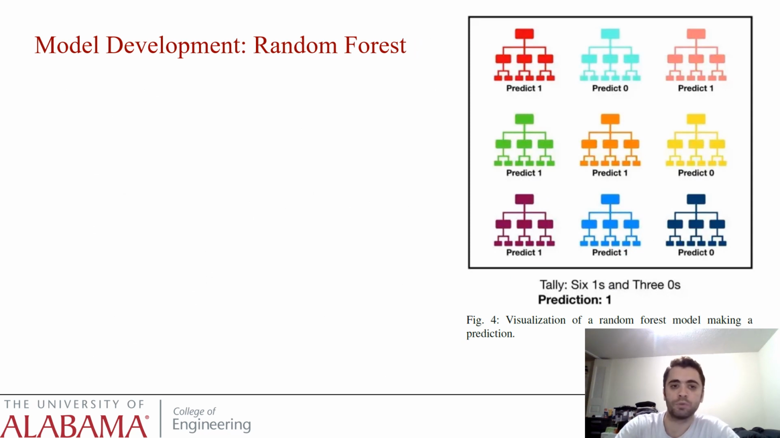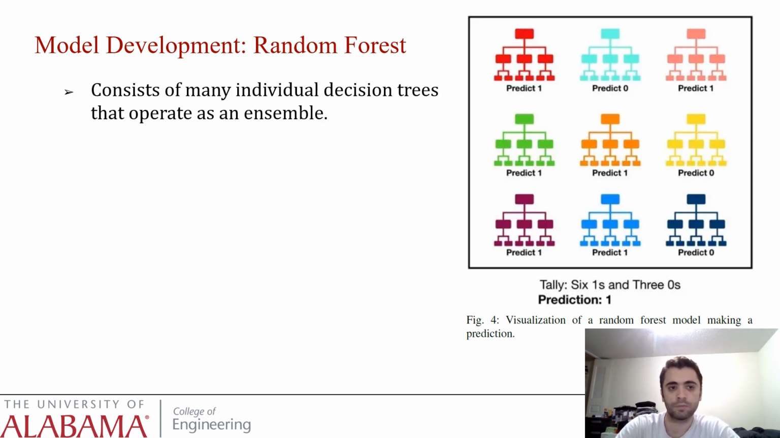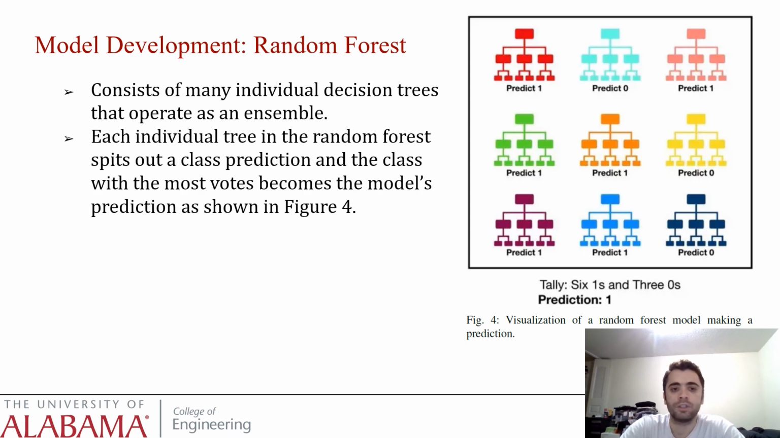The next model I used is the random forest. Random forest consists of many individual decision trees which operate as an ensemble, and each individual tree spits out a class prediction, and the class with the most votes becomes the model's prediction, as shown in this figure. For example, there are predictions of 1 for 6 times and predictions of 0 for 3 times. It means the majority of the decision trees are predicting 1, so the result is going to be 1.